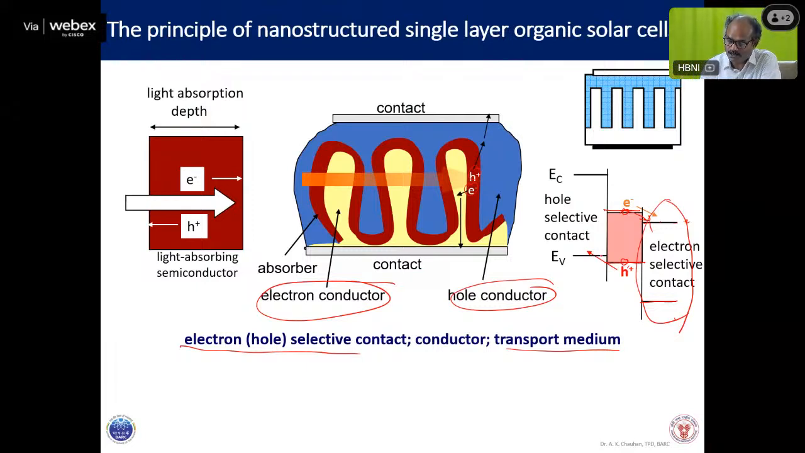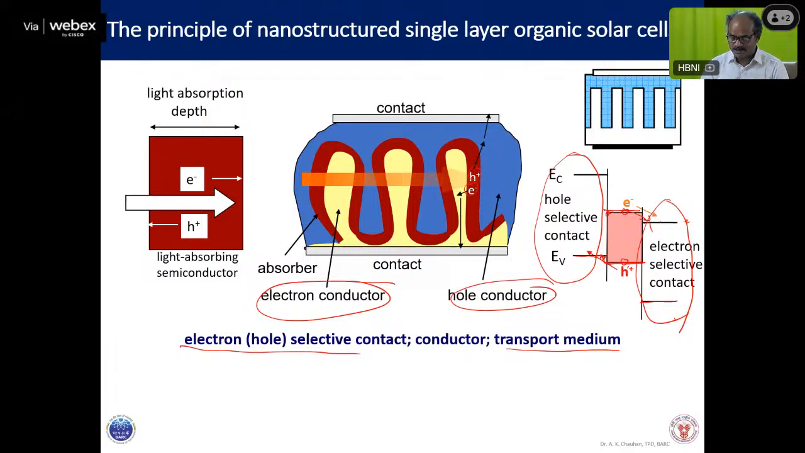Similarly, if you find a material which has an energy level like this, you can see it is very close to the energy level of the hole. So now the hole can come from here to here, and only holes will move. The electron will not move here, because there is a large energy difference. So this material will be called the hole transporting material.